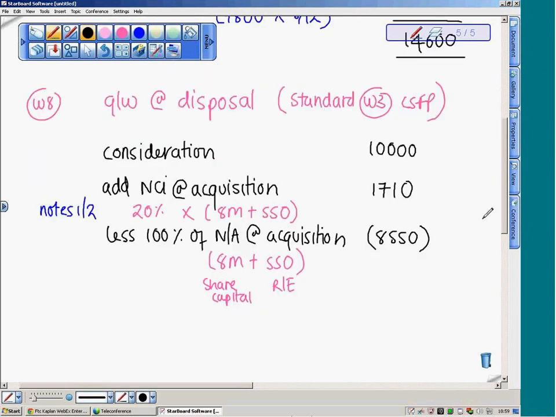Also, what we must bear in mind is that in note 2 there was an impairment. Okay, I'm going to plug in my impairment to date.